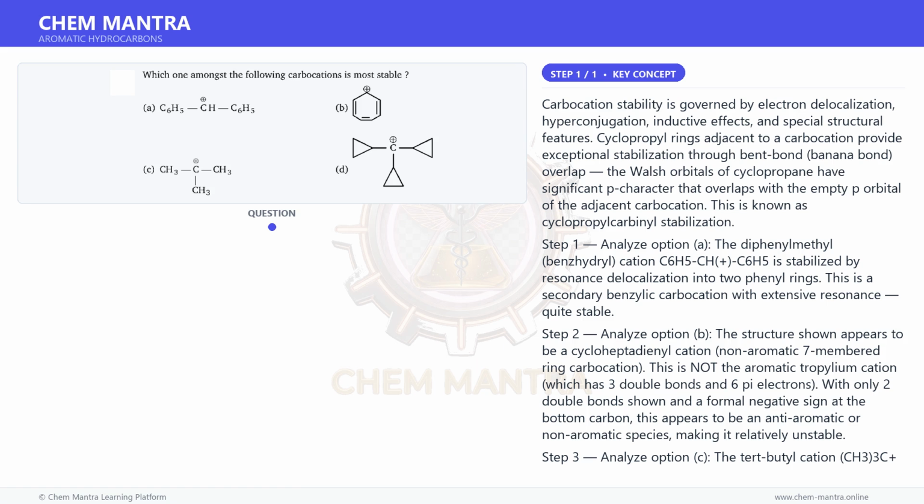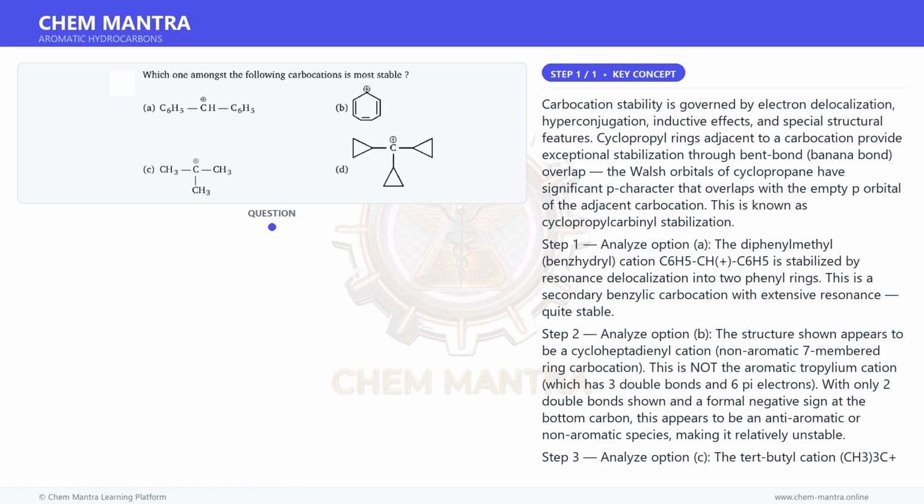Step 2. Analyze option B. The structure shown appears to be a cycloheptadienyl cation, a non-aromatic 7-membered ring carbocation. This is not the aromatic tropylium cation, which has 3 double bonds and 6 pi electrons. With only 2 double bonds shown and a formal negative sign at the bottom carbon, this appears to be an anti-aromatic or non-aromatic species, making it relatively unstable.